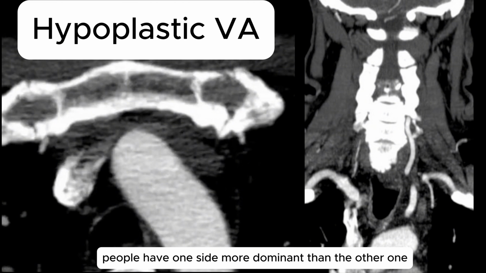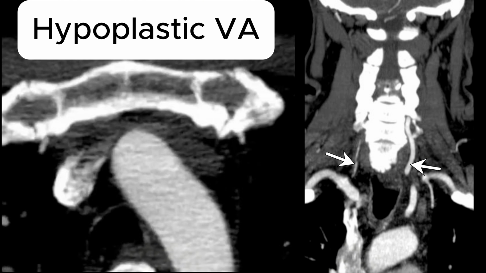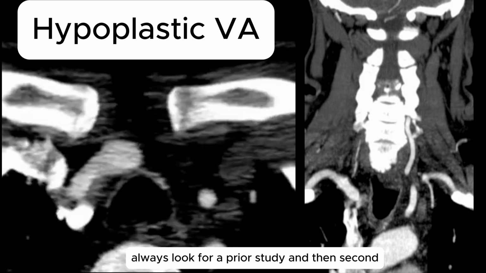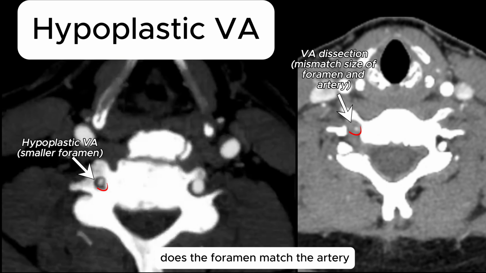Quite commonly, people have one side more dominant than the other one. And it can be quite tricky if you suspect a vertebral artery dissection. Two tips here. First, always look for a prior study. And then second, look at the transverse foramen. Does the foramen match the artery?